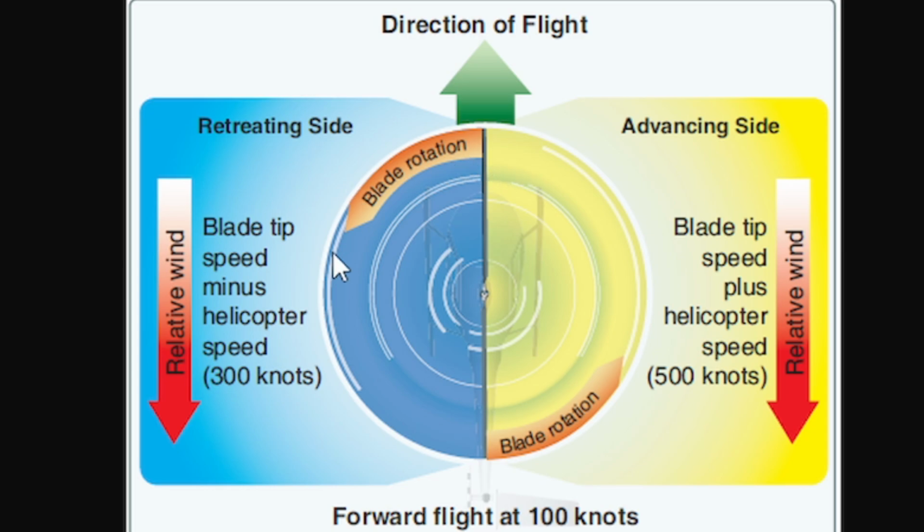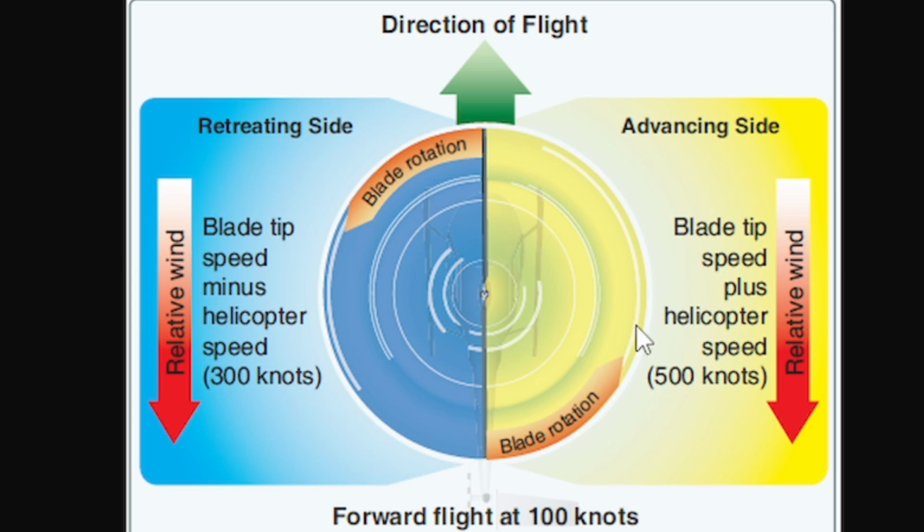Let's go over our retreating side. We see our blade rotation here. It's going counterclockwise like an R22. On the retreating side, our relative wind is still going back because we're flying forward. The blade tip speed minus the helicopter speed. So we're flying at 100 knots. The blade tip speed must be about 400 knots in this, because 400 minus our 100 forward speed would make 300. Now if we go to the flip side, our advancing side, these blades are going forward.